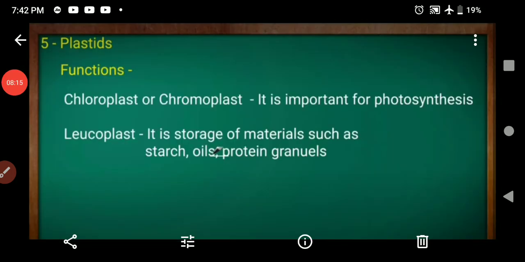Now see, plastids. Plastids are present where? Animal cell or plant cell? Plastids are present in plant cell. Plastids are absent in animal cell. Chloroplast or chromoplast, it is important for photosynthesis. Leucoplast, it is storage of materials such as starch, oils, protein, granules.